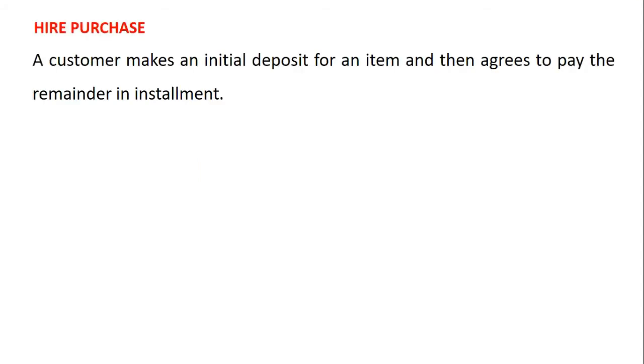Hire purchase. An item is said to be bought on hire purchase when a customer makes an initial deposit for the item and then agrees to pay the remainder in installments. To understand this statement, let's consider this example.